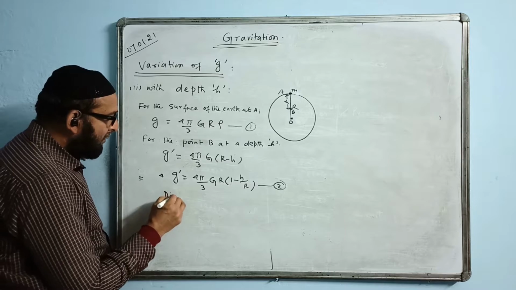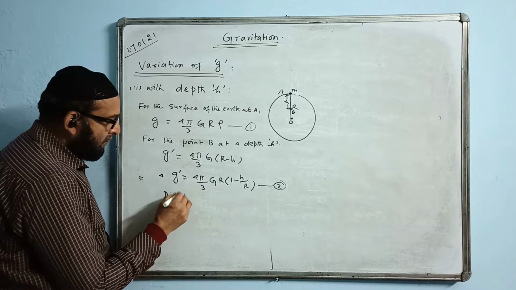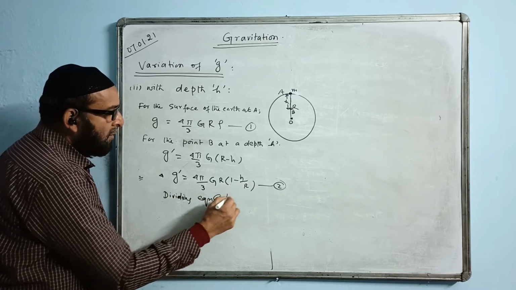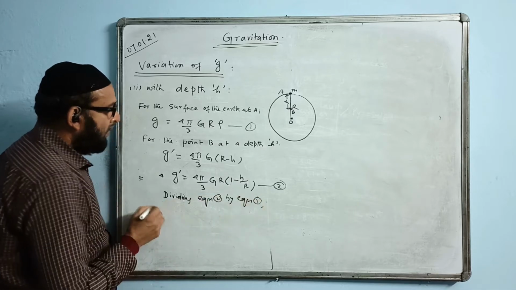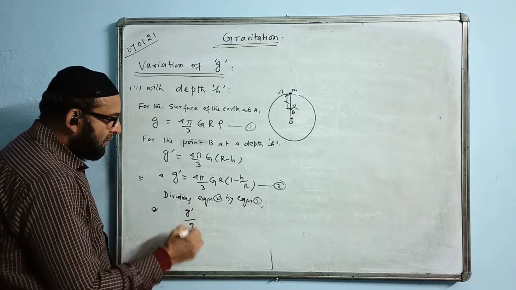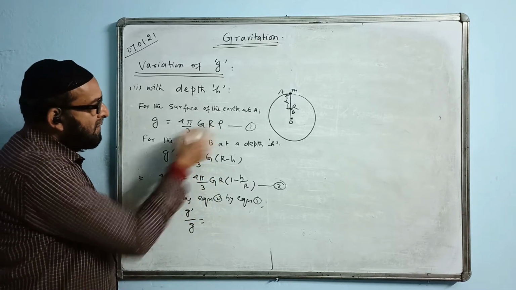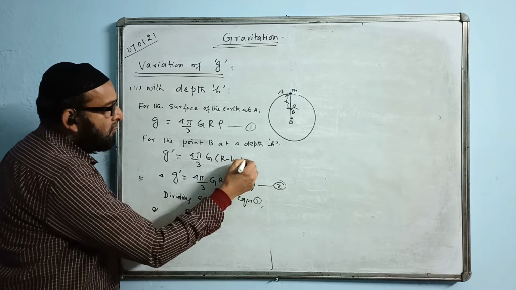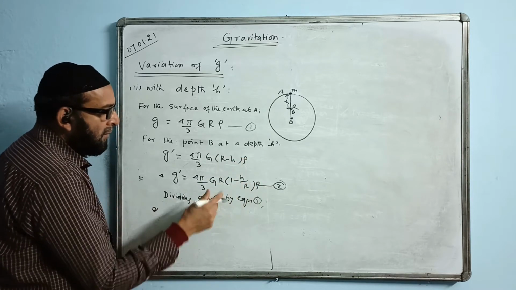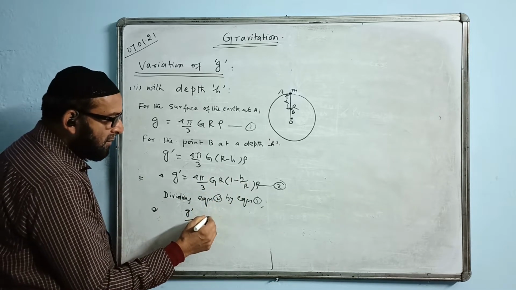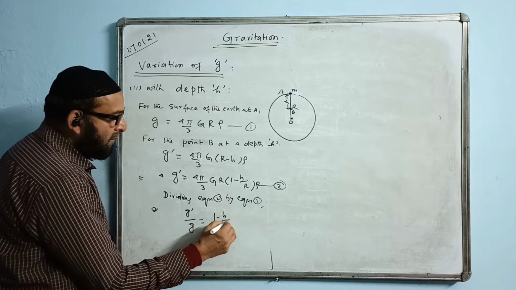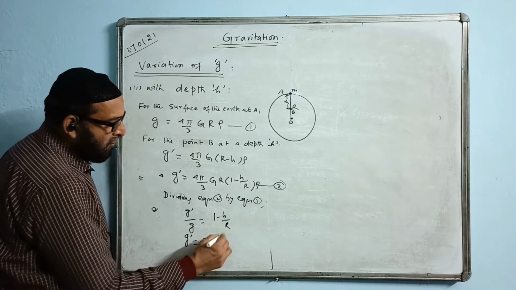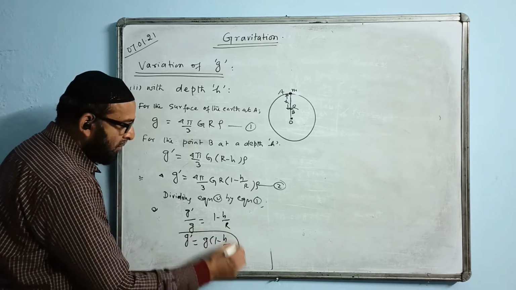Now dividing equation 2 by equation 1, we get g dash by g equal to, when we divide, this thing and this thing get cancelled, we get rho. I forgot to write rho here, so rho will also come here. Let us divide them. You get the answer 1 minus h by R. Cross multiplying, the answer will be g dash equal to g times 1 minus h by R. So this is the formula here.